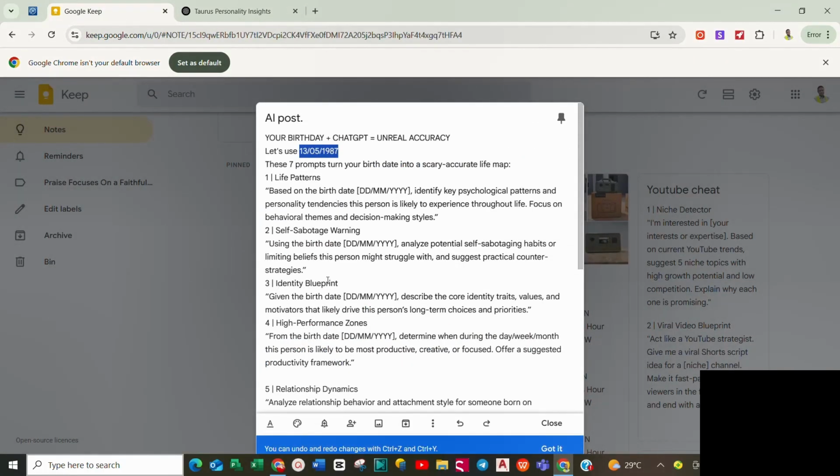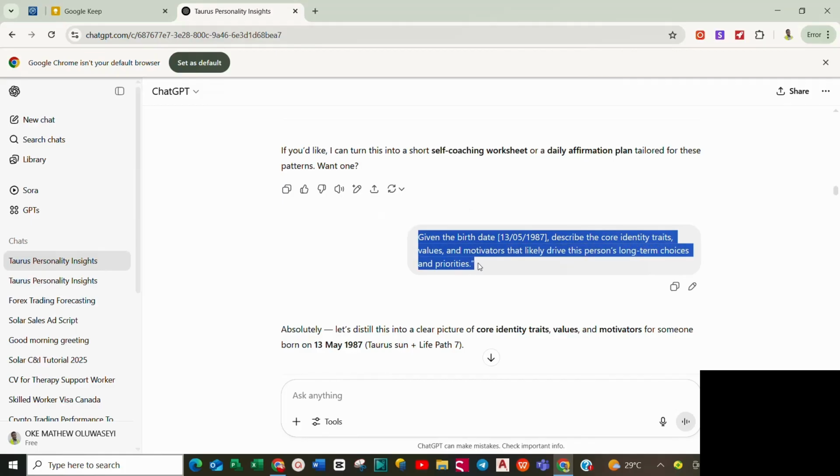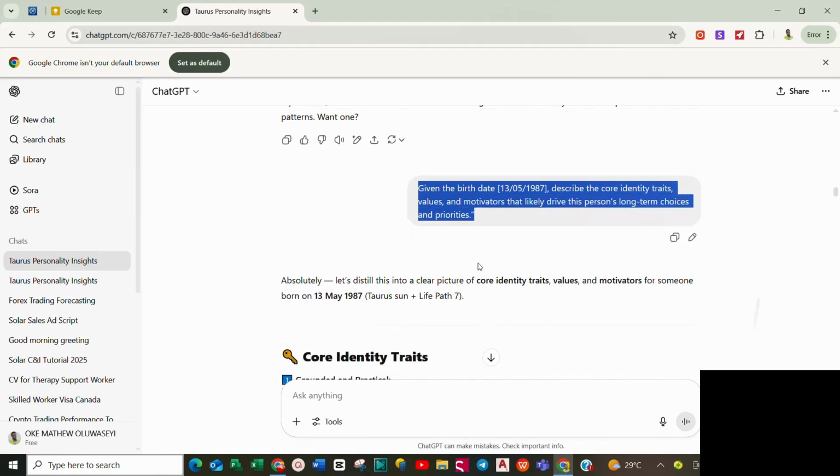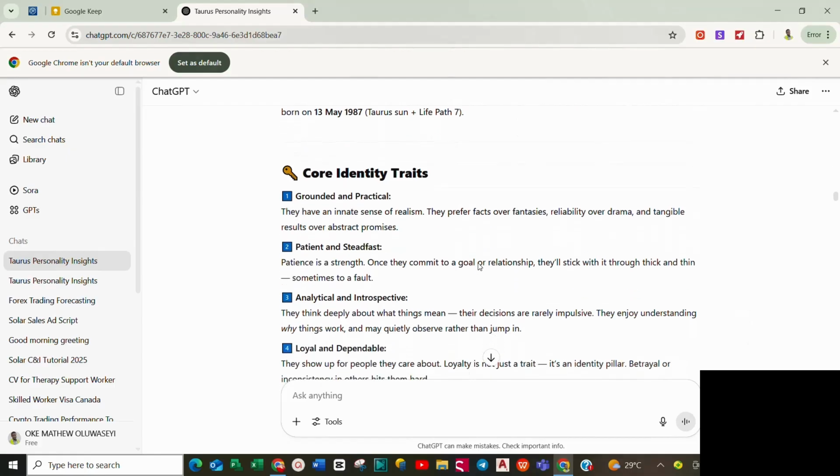So we want to identify the identity blueprint. Let's identify the identity blueprint of the given date of birth. In this, we say: given the date of birth, describe the core identity traits, values, and motivators that likely drive this person's long-term choices and priorities. So it starts by giving us the core identity traits.